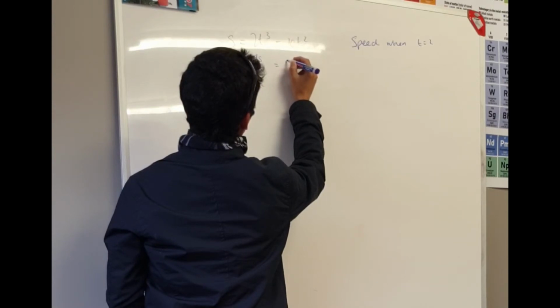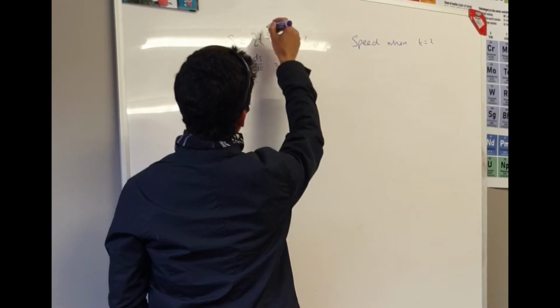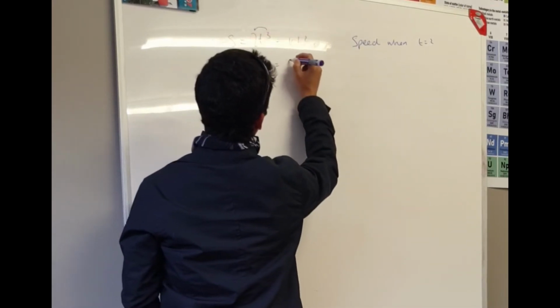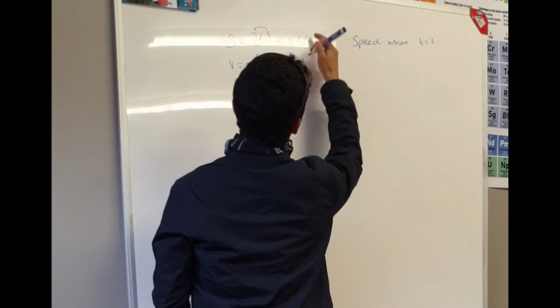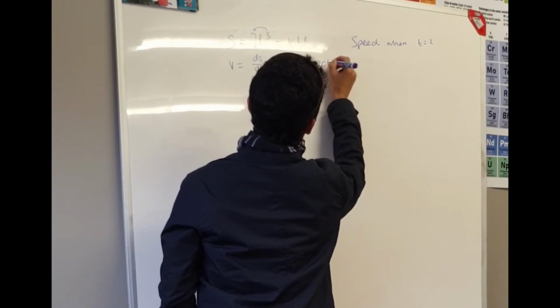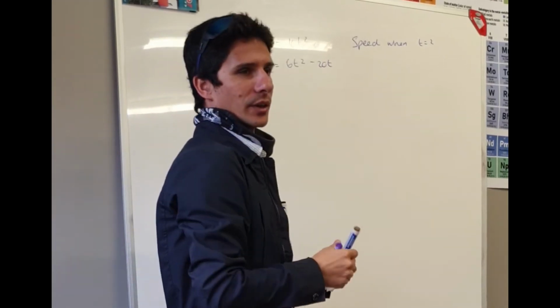Do you add it to? Oh, you minus it. No. We multiply. So we multiply the power down, so we get 6t, and reduce the power by 1. And then we minus 20t. That's it. There we found our velocity function.